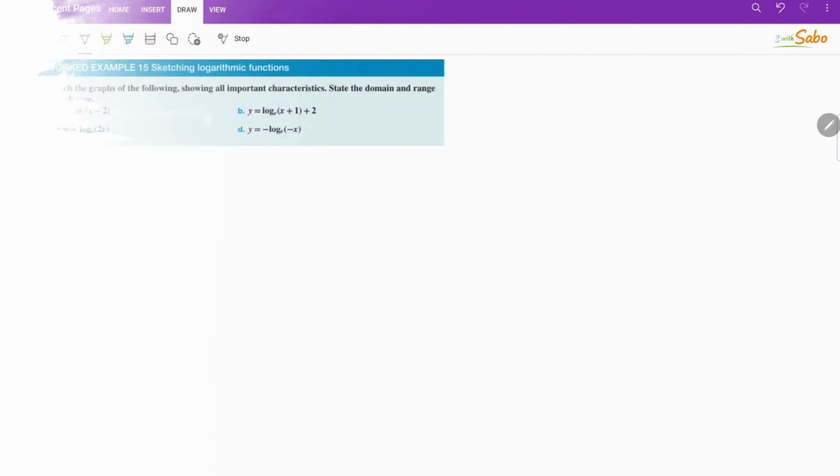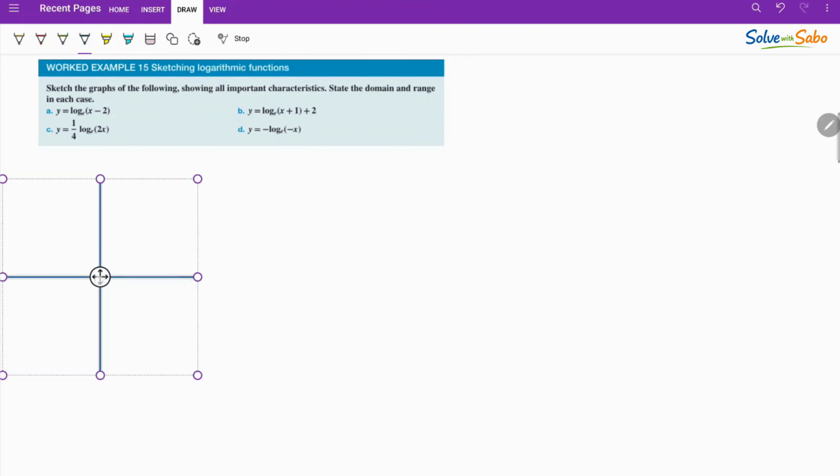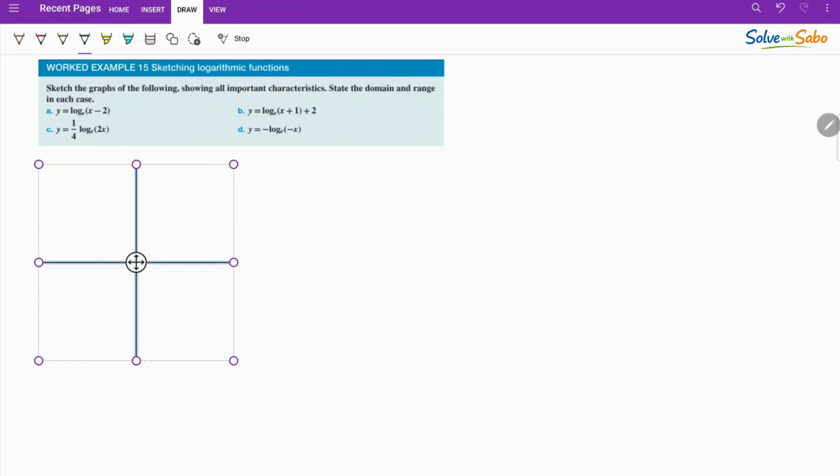So in this video we're going to look at sketching log functions. Now, just like with sketching exponentials, the key to this skill is knowing what the base function looks like and knowing how transformations work in general. So what we're going to do is draw a little set of axes here, and we're going to go y and x.